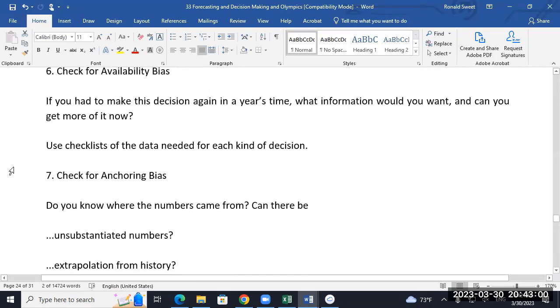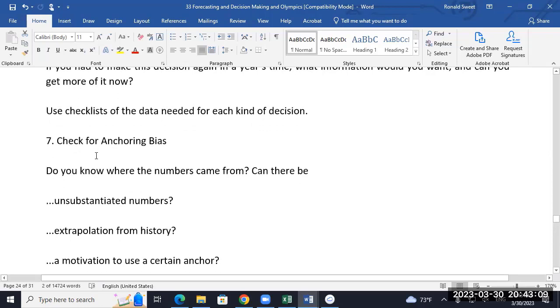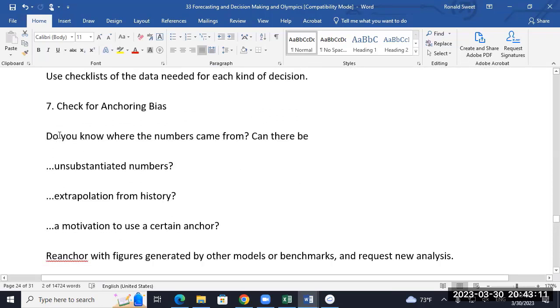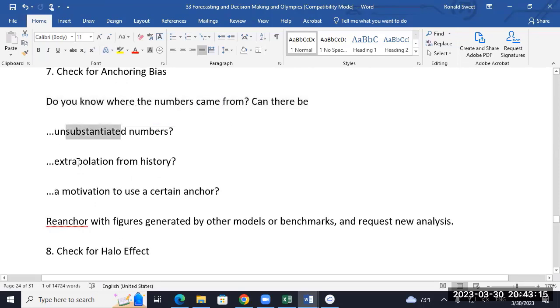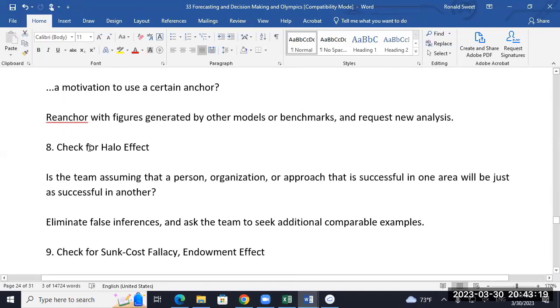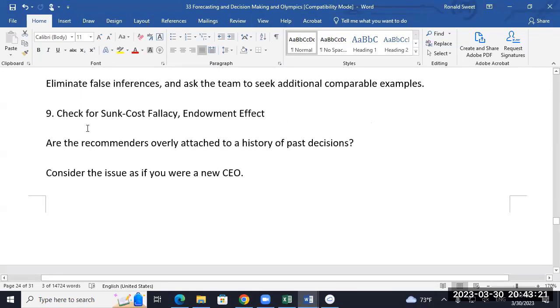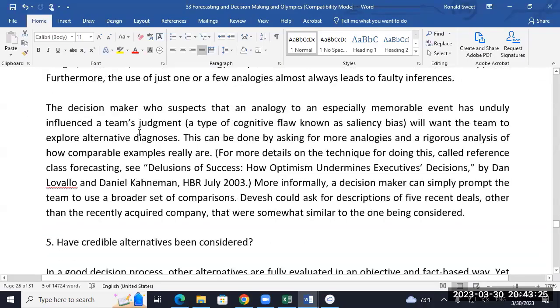Check for availability biases. If you had to make a decision again in a year's time, what information would you want? And can you get more of it now? Use checklists. Check for anchoring biases. Do you know where the numbers come from? Are there unsubstantiated numbers? Too much extrapolation from history. Check for the halo effect. You have some person in there that's dominating. Check for the sunk cost. It gives you some of these fallacies.